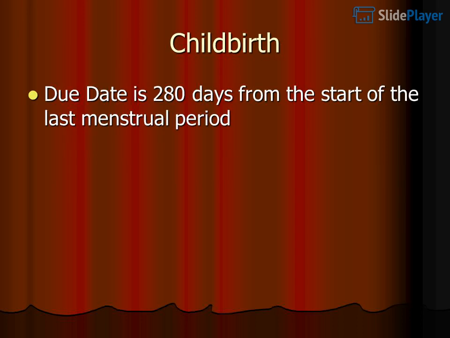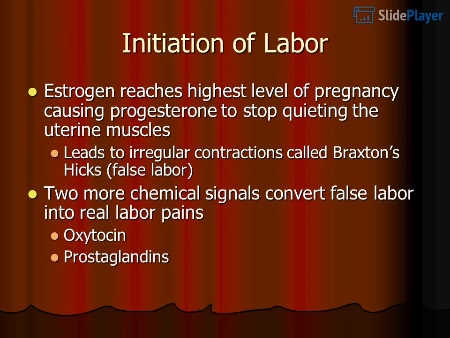Position. Childbirth. Due date is 280 days from the start of the last menstrual period. Initiation of labor: estrogen reaches the highest level of pregnancy, causing progesterone to stop quieting the uterine muscles. This leads to irregular contractions called Braxton Hicks, false labor. Two more chemical signals convert false labor into real labor pains.